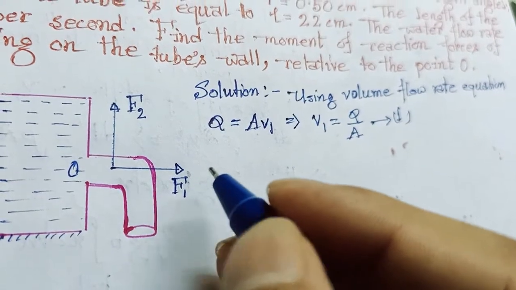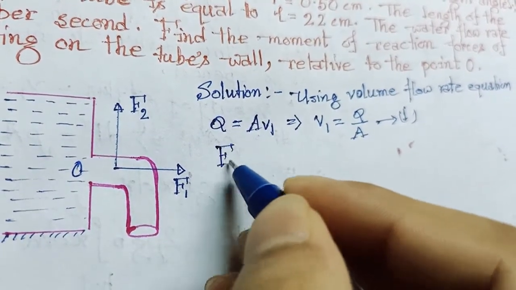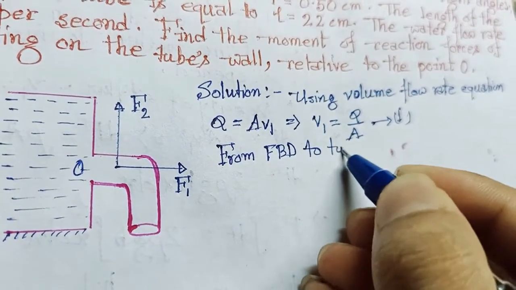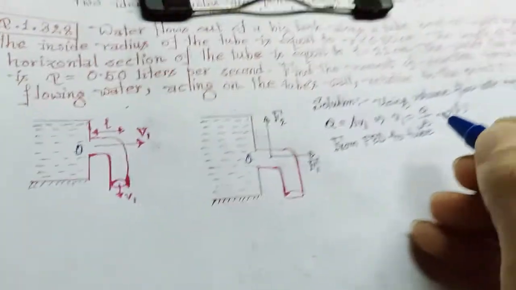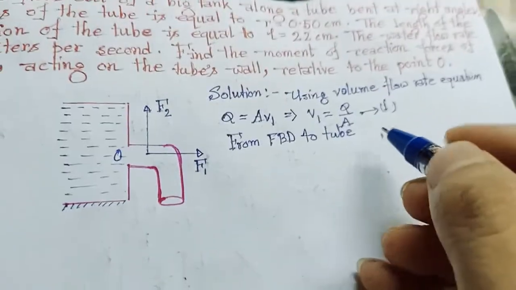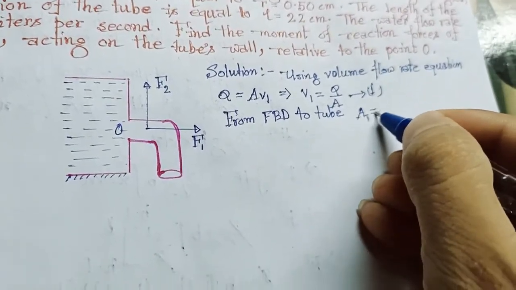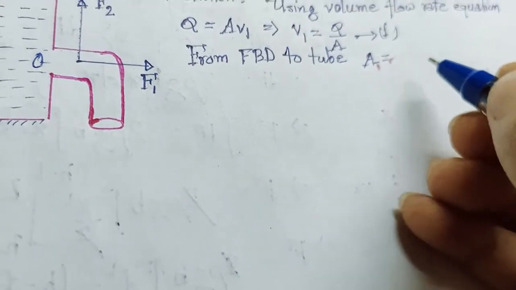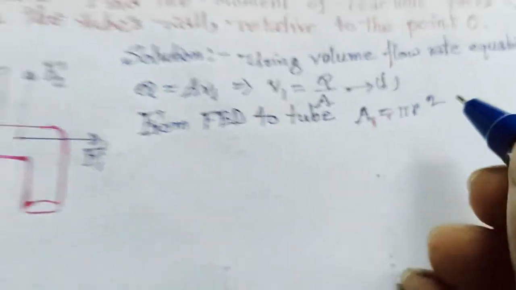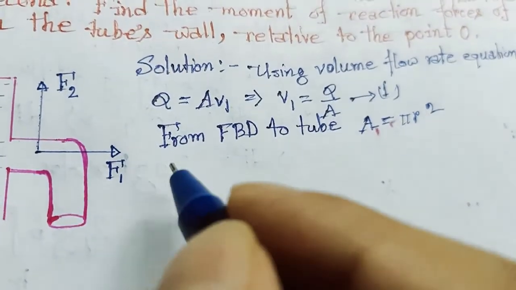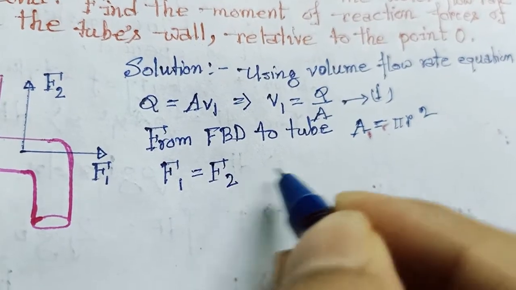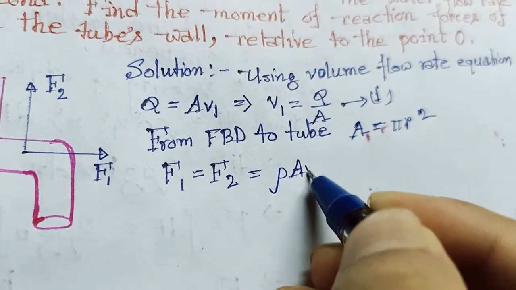Now the FBD of the tube. So this is the FBD of the tube, this figure. From this FBD, the area of cross section A is equal to pi r square, because r is the radius of the tube. Now the force exerted, F1 is equal to F2, which is again equal to rho A V square.